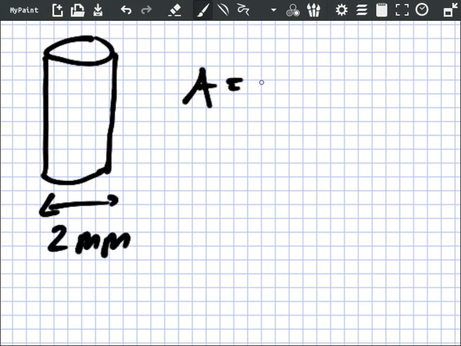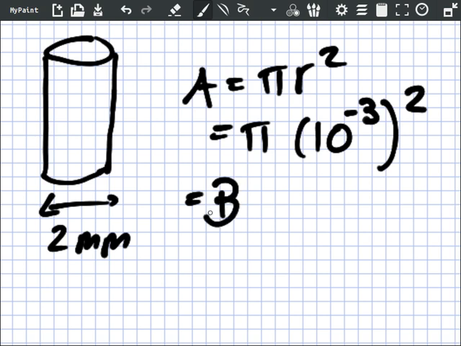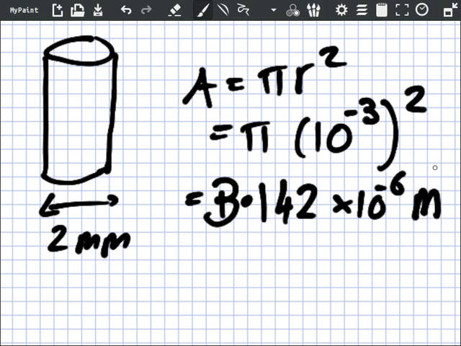The diameter. The area is pi r squared. That's equal to pi times 10 to the minus 3, sorry, I think I gave you the wrong thing, 10 to the minus 3 squared. So that's equal to 3.142 times 10 to the minus 6 meters squared.